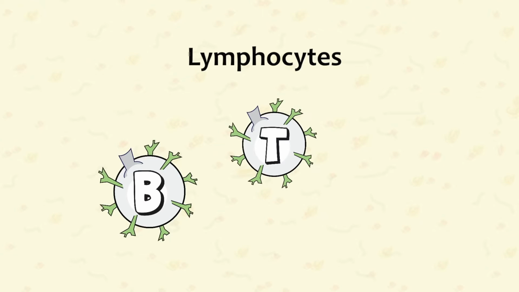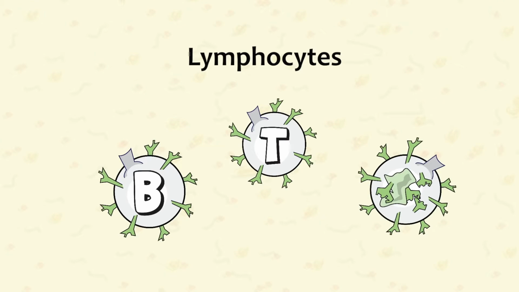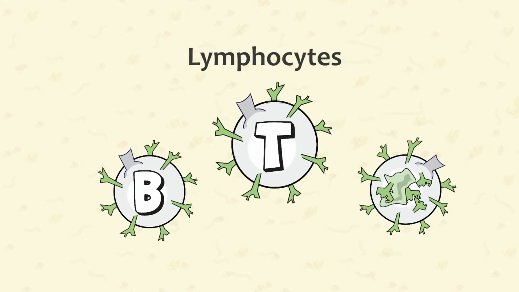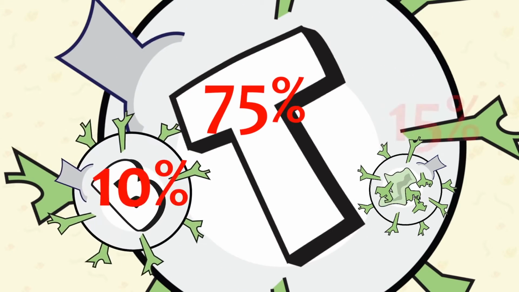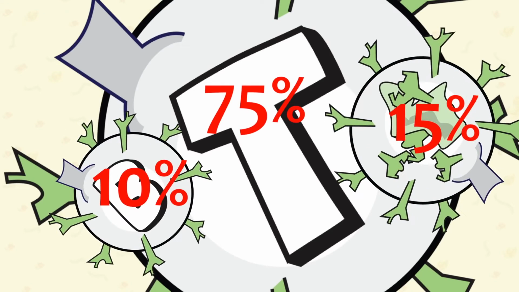The fourth major group of white cells are lymphocytes, which work the front lines to identify and destroy foreign invaders. In this group, there are 3 primary types of cells: B cells, T cells, and natural killer cells. 75% of lymphocytes are T cells, 10% are B cells, and 15% are natural killer cells.